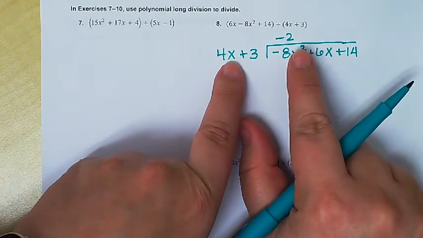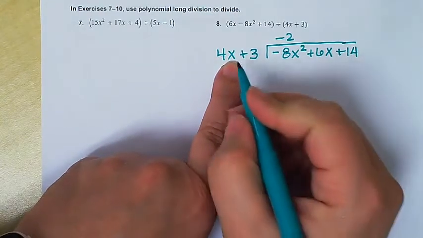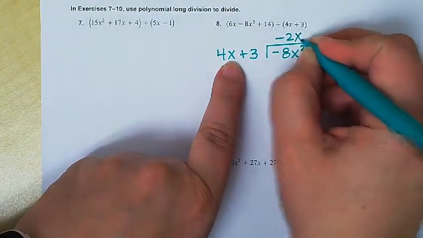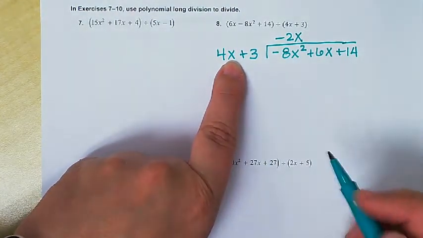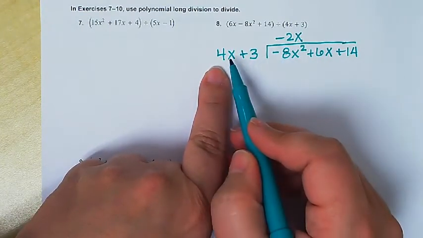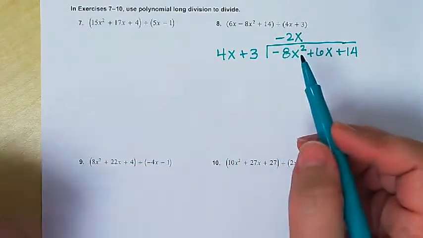X times what gives me x to the second power? Well, the answer is x. X times x. So it would have to be multiplying by another x for that to happen. So I know that that also has to have an x in it. Okay, so 4 times negative 2 is negative 8, and x times x is x to the second power. So this is looking good for me.